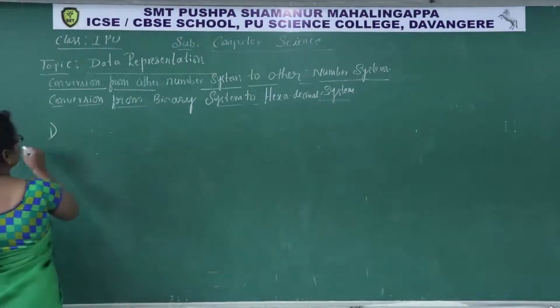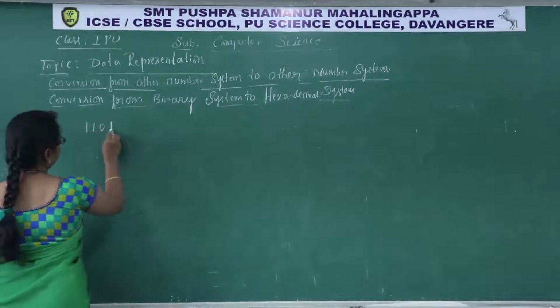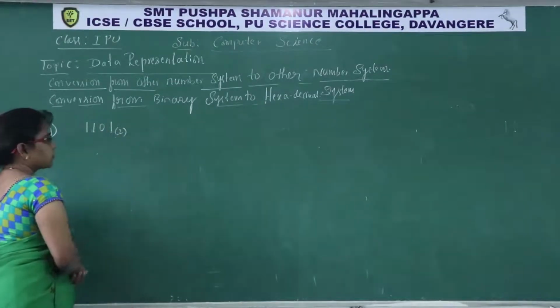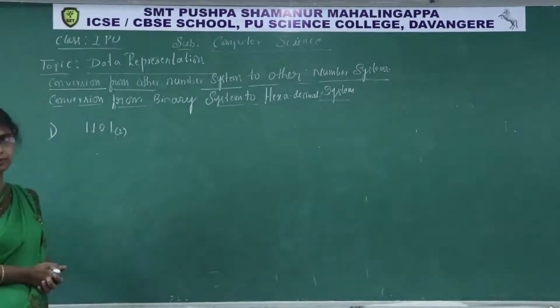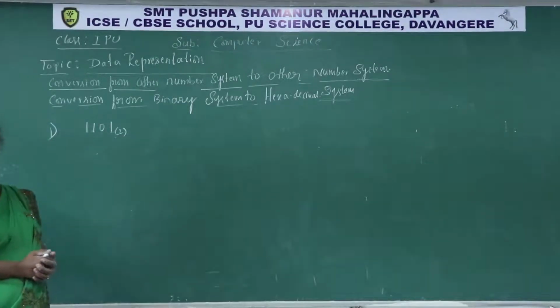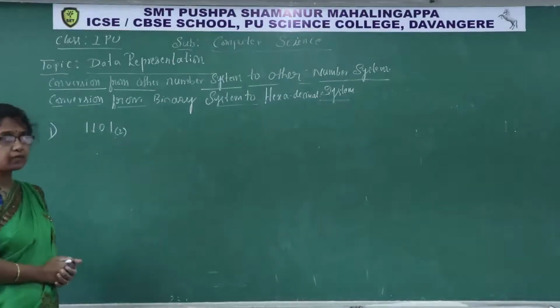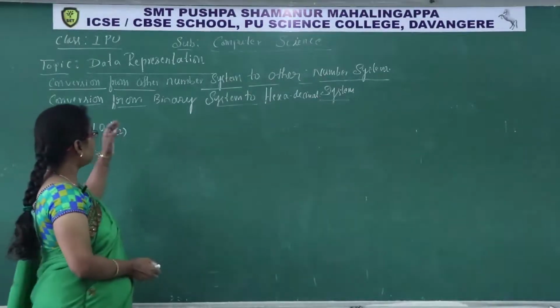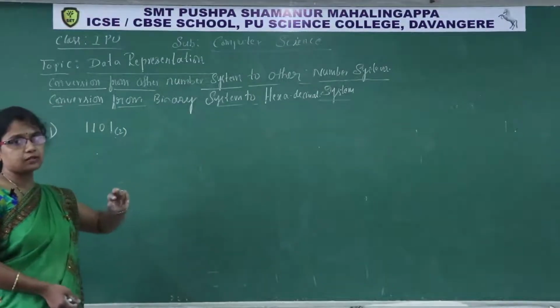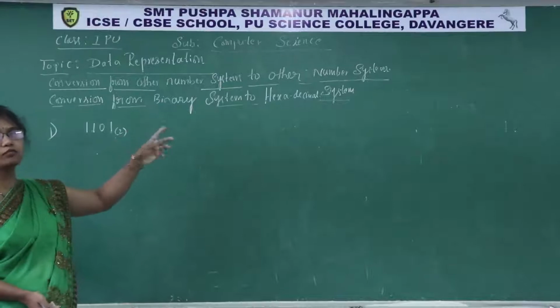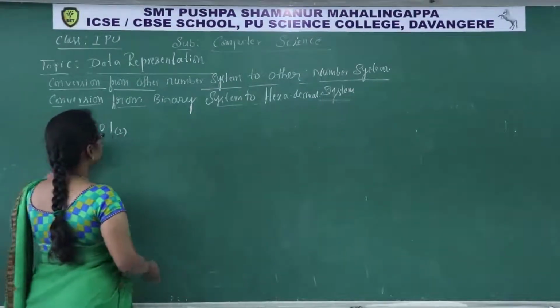First one, 1101 base 2. When you are going to convert binary to hexadecimal, we have to make groups of 4 bits, starting from the LSB. When you convert binary to octal, you make groups of 3 bits. In the case of hexadecimal, it is 4 bits. So exactly 4 bits are there in the question.